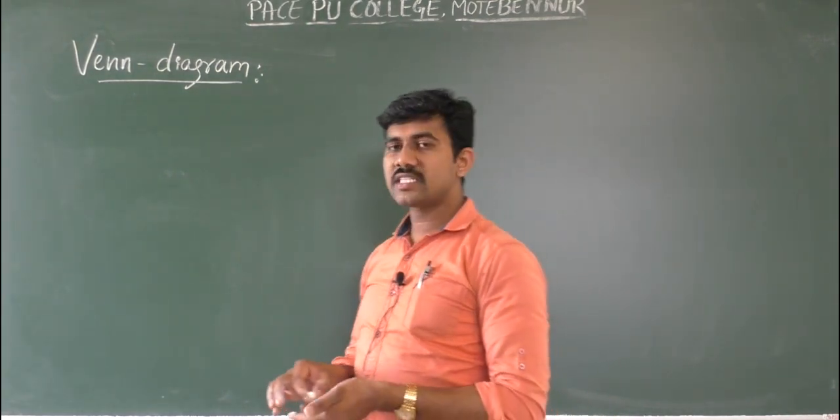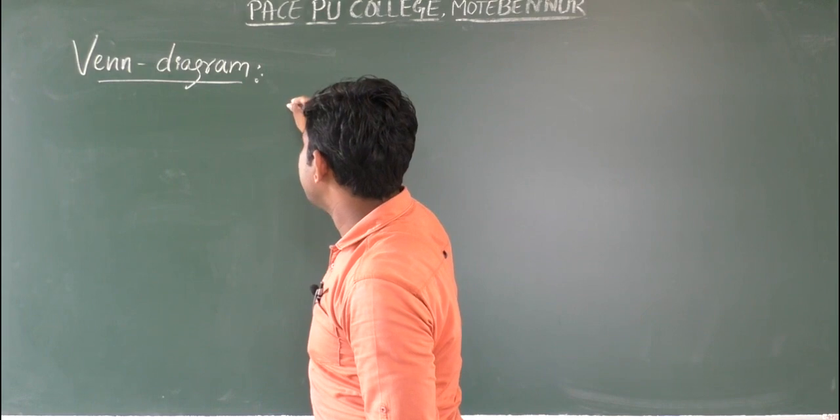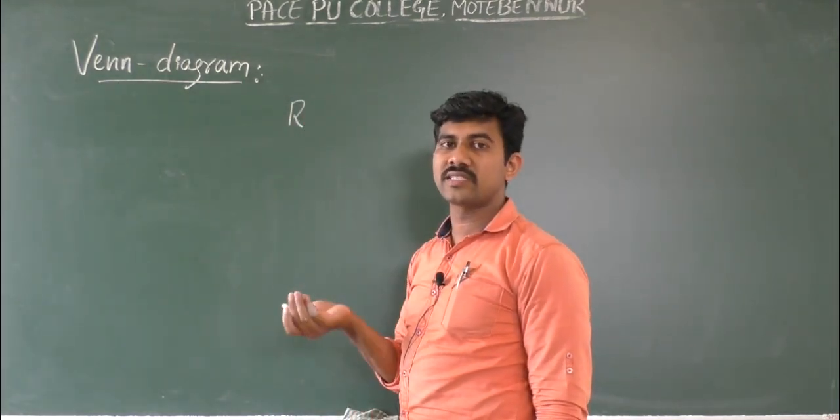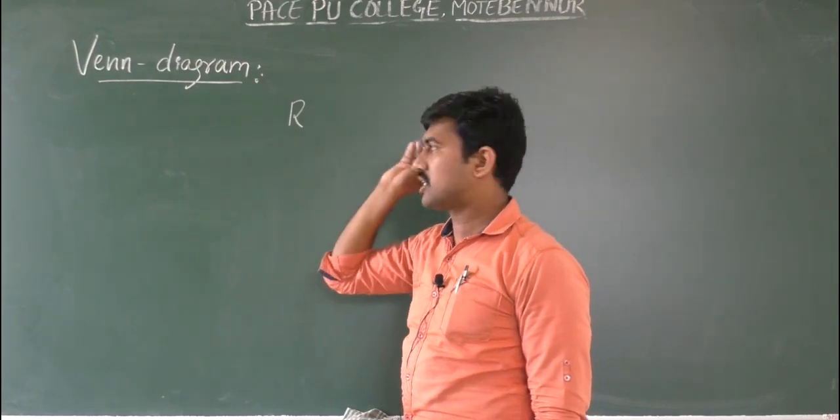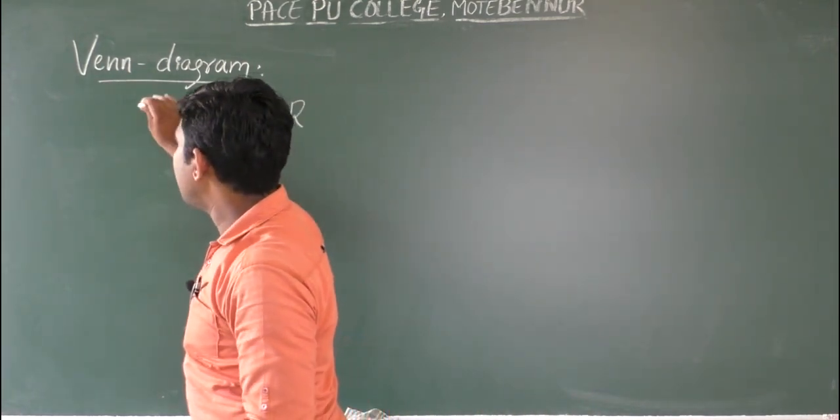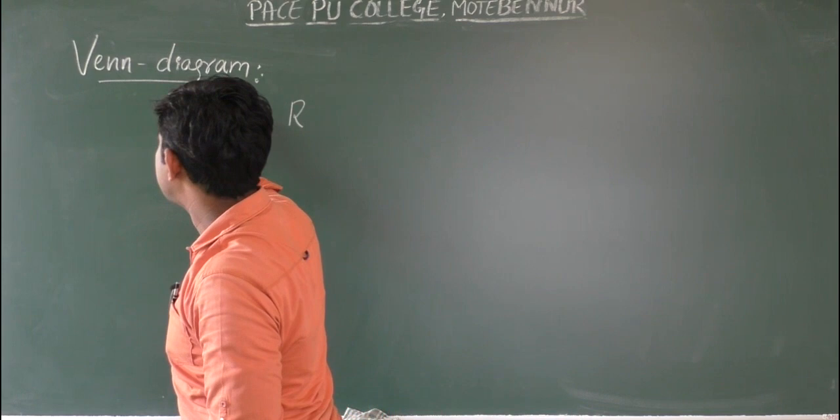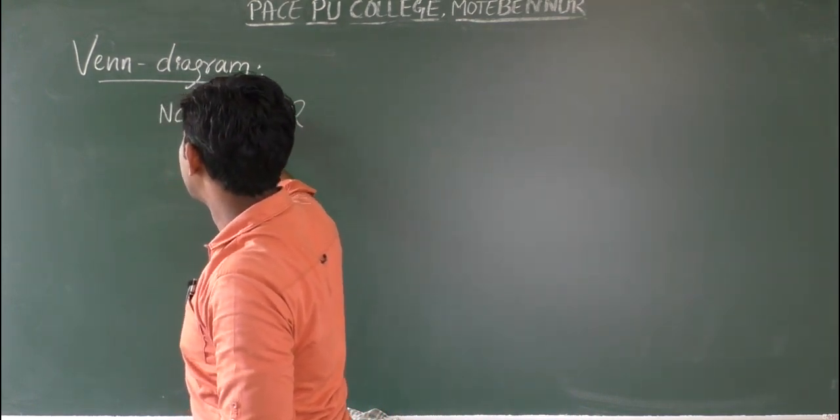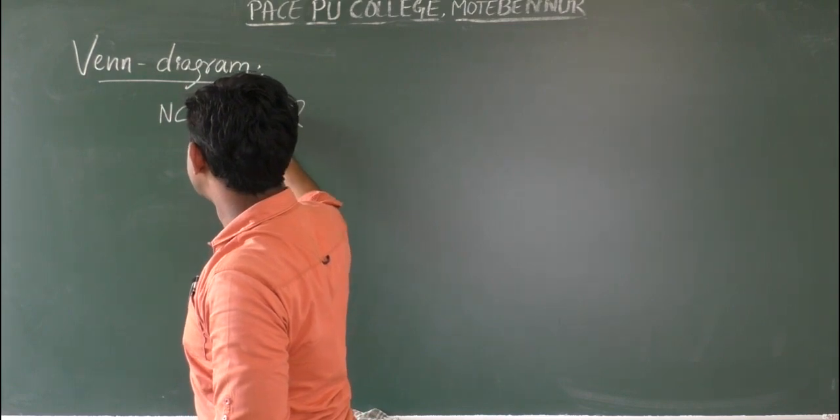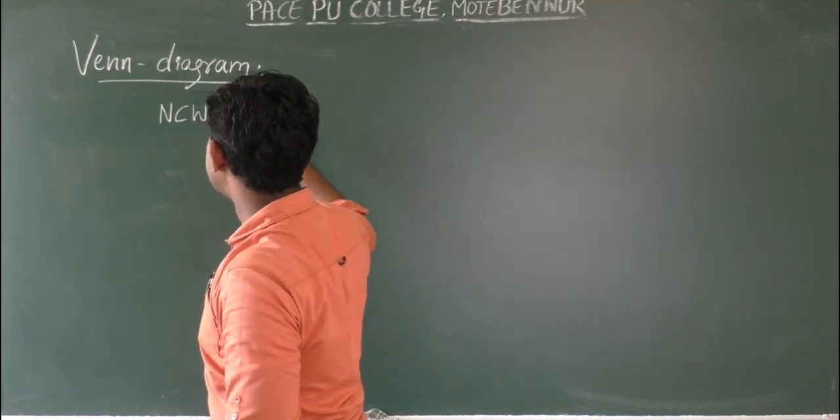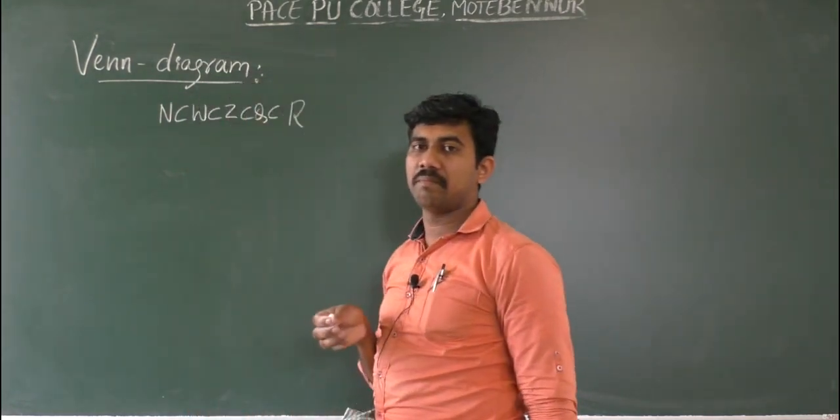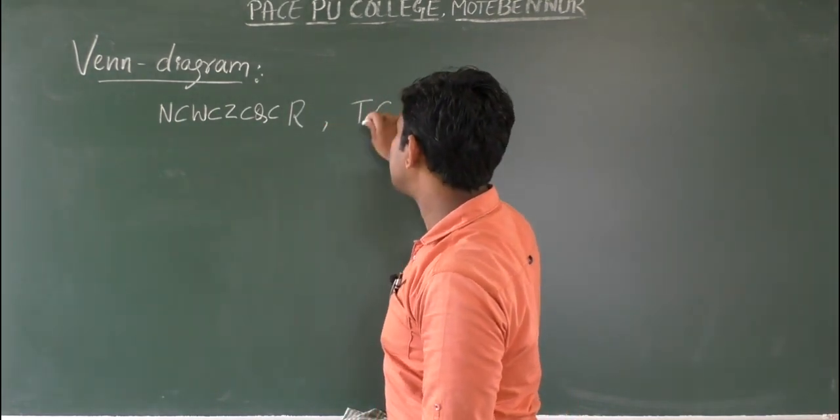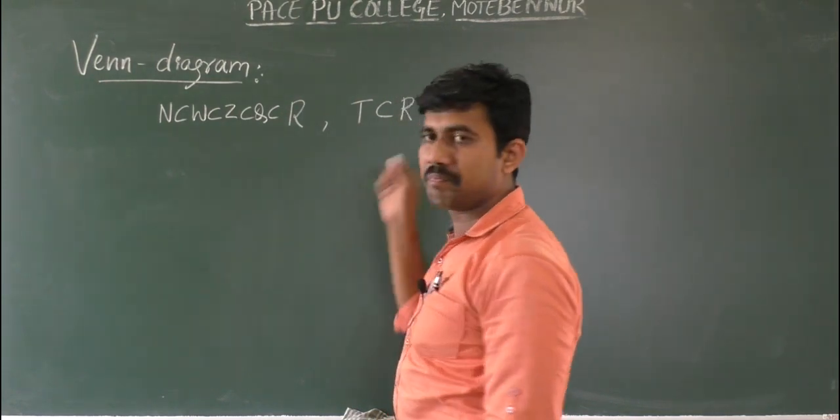Here I'll consider one biggest set, that is, the real numbers, the universal set for all the number system. For example, the natural number is a subset of whole number, and whole number is a subset of integer. Integer is a subset of rational number, and rational number is a subset of real number. And also we know the irrational number is a subset of real number.